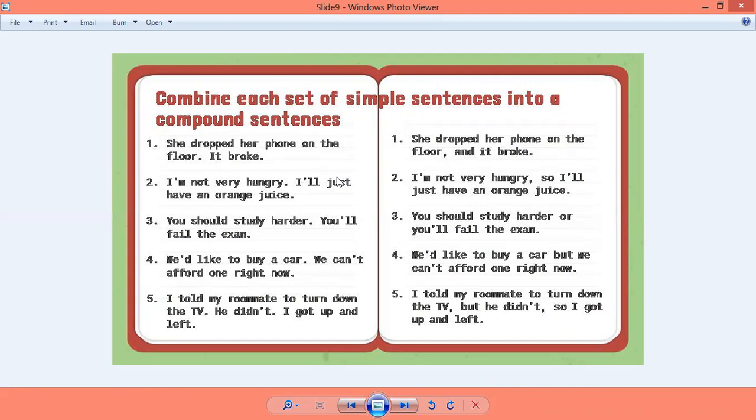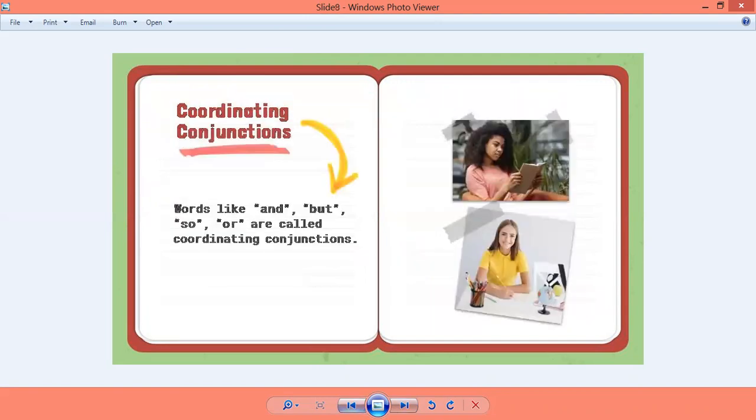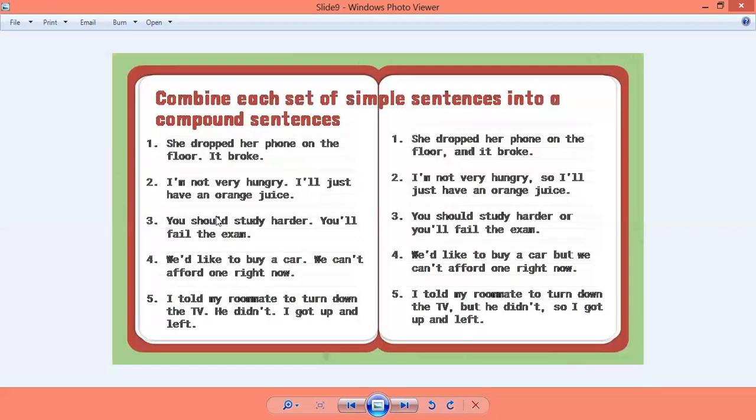So let us start. First one is, she dropped her phone on the floor. Full stop, it broke. Now we are going to use something from this one, and, but, so और or में से word use करके हमें एक sentence बनाना है. So the better suited word over here is and. So like it is over here, she dropped her phone on the floor and it broke. उन्होंने नीचे फ्लोर पे अपना फोन गिरा दिया और वो टूट गया, and it broke, right?